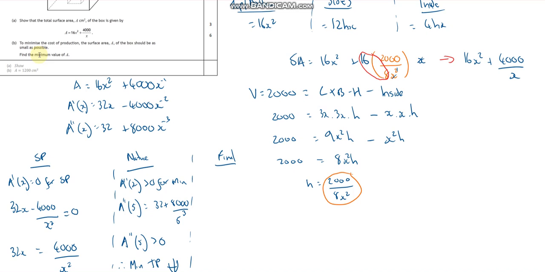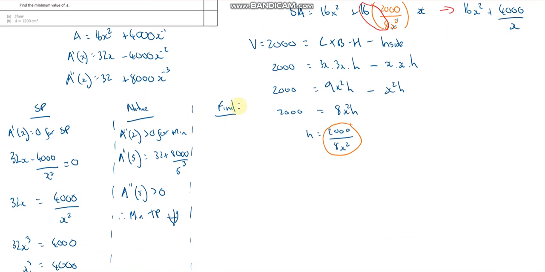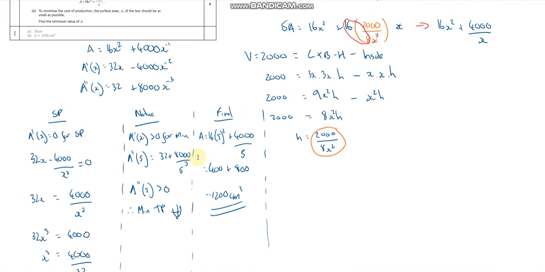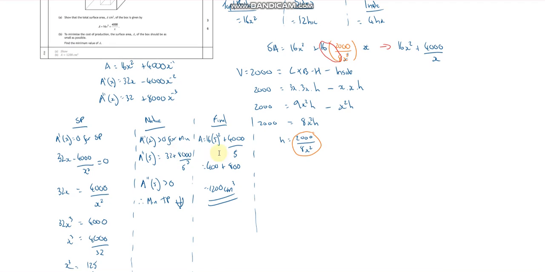That's going to help me find then the minimum value of A. The last thing I have to do is just substitute it into my original equation. So the area is going to be equal to 16 times 5 squared plus 4000 divided by 5. So it's going to give me 400 plus 800 for the final answer of 1200 centimeters squared. Wow. So 6 marks for that bit.